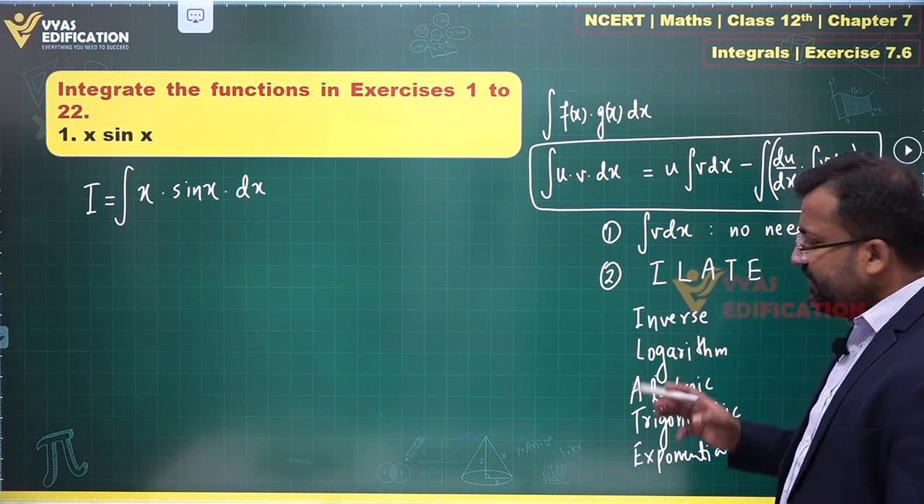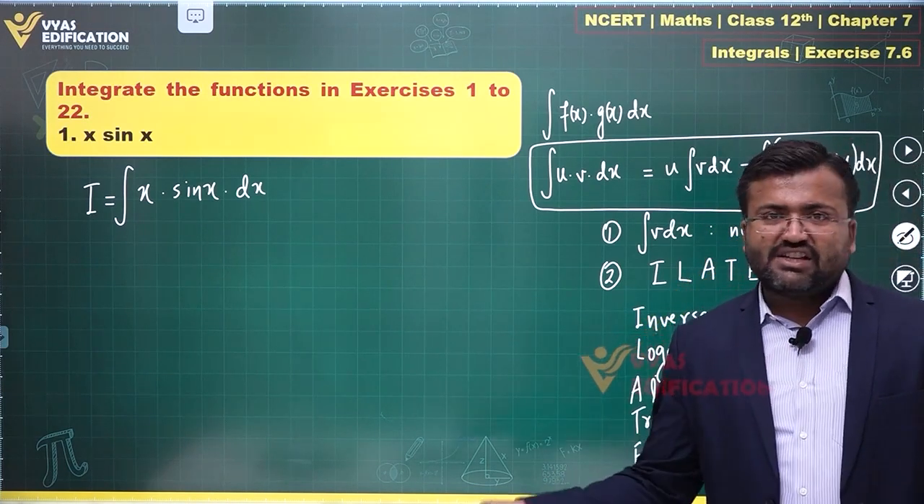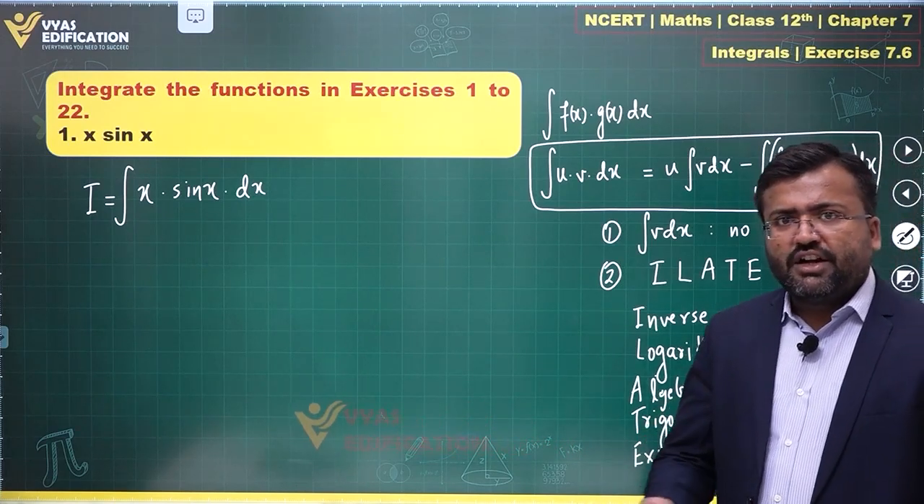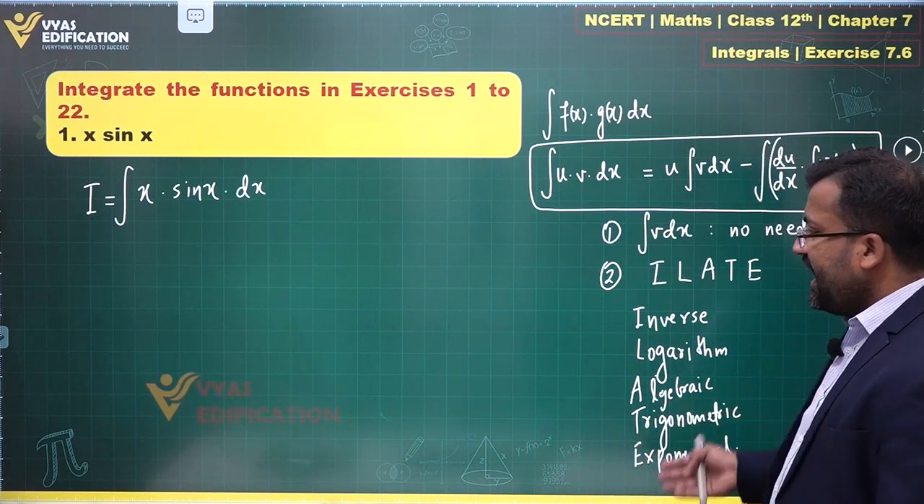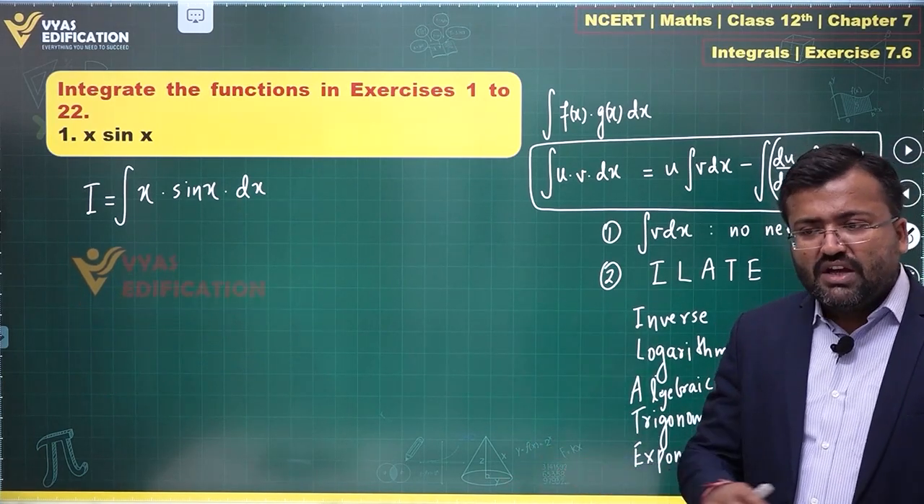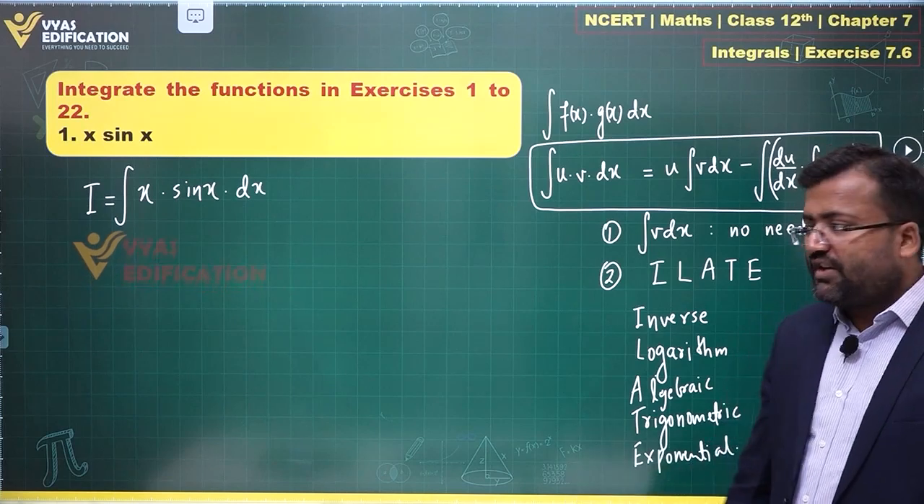Inverse functions would imply that you have sine inverse x, cosine inverse x. Those are very complicated, right? Logarithm in itself is also complicated, log x, something related to that. Algebraic will be something related to x, x power 1, x power 2, x plus 1, x plus 2, something of that sort.